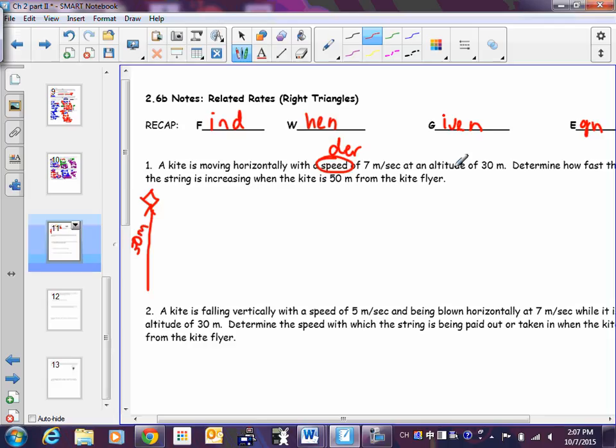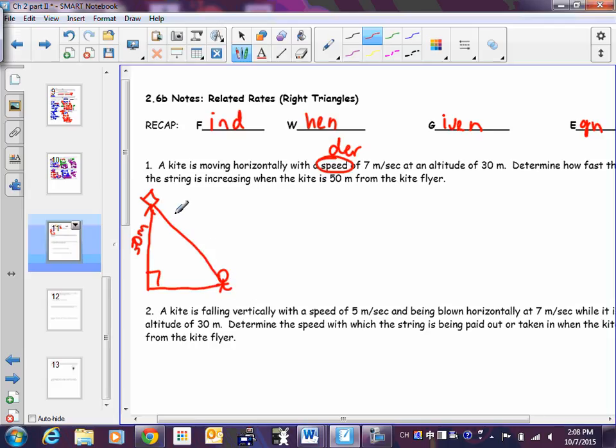Okay, so then it asks us to determine how fast the length of the string is increasing when the kite is 50 meters from the kite flyer. So where would the kite flyer be? Directly under the kite or off a little bit? Off a little bit, right? Okay, so here's the kite flyer right there. And if I connect these, I now have a right triangle.